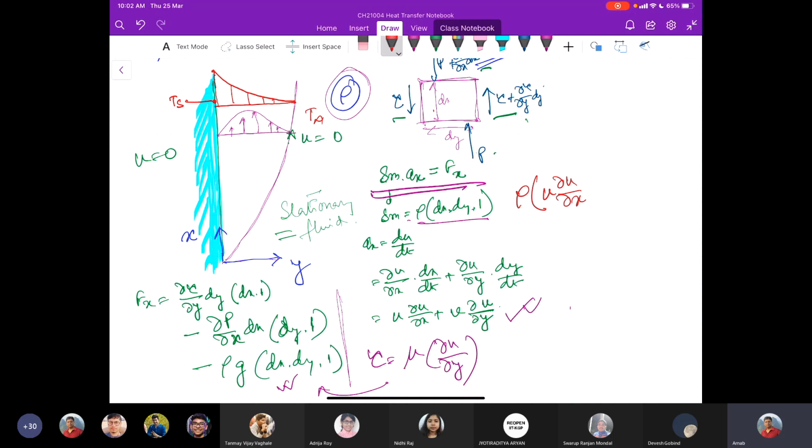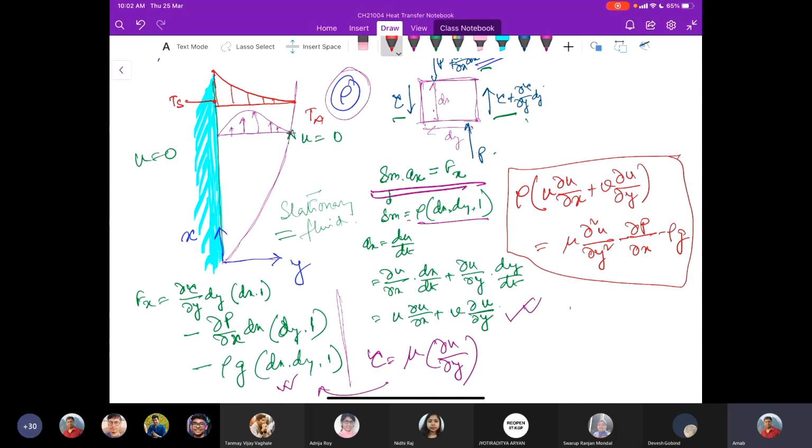Now you have seen this form. Minus rho g. So this is the conservation of momentum of the fluid in free convection in the x direction.